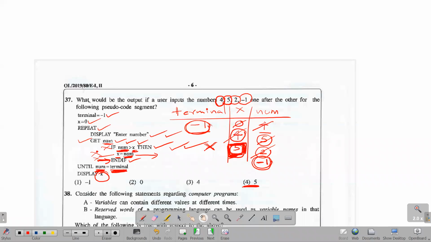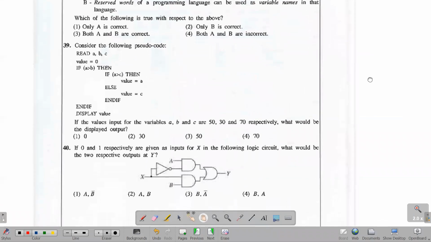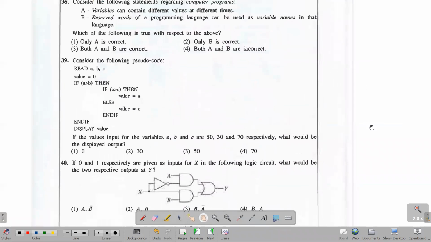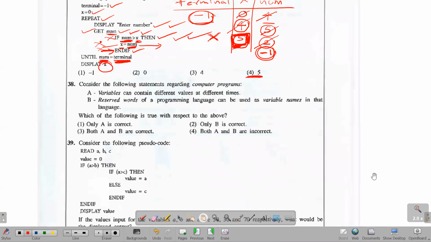Right. Okay, people, there are only 3 more questions. Let's do that quickly and end the session so we can discuss the second part by next week.